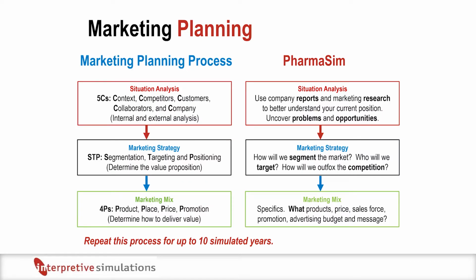Marketing planning. In PharmaSim, your situation analysis is supported by public domain information about the industry and economy, internal reports that include your financial performance, and the opportunity to purchase market research reports. To determine your marketing strategy, you will use the available segmentation schemes to prioritize segments your product or products will target. Finally, you receive a budget each period that is a function of your prior period's net income. You will make decisions about advertising message, and you will allocate your budget across the marketing mix.